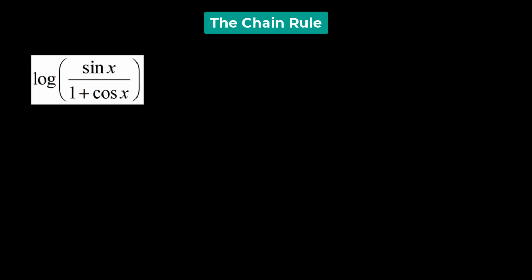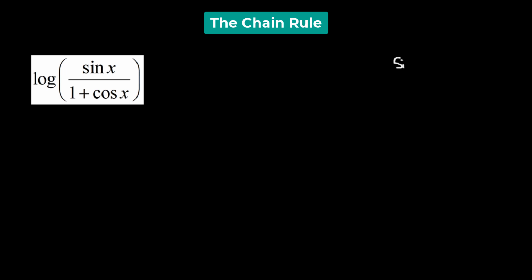So here we have the function log of sine x over 1 plus cosine of x. So we need to find its derivative by using the chain rule. But before that, we're going to simplify the argument of the logarithm, which is sine x over 1 plus cosine of x.